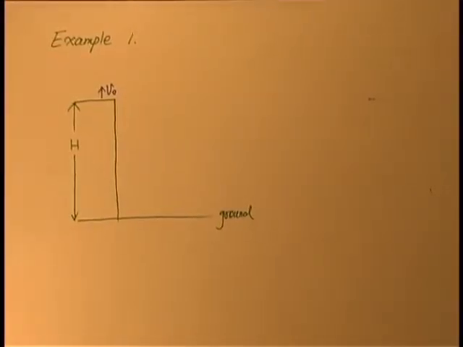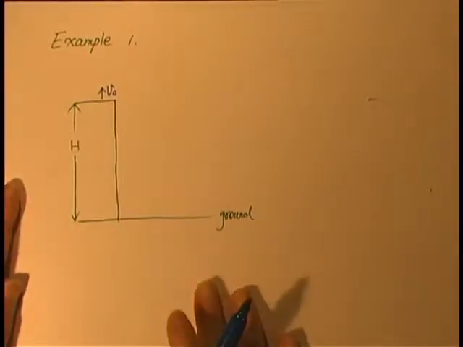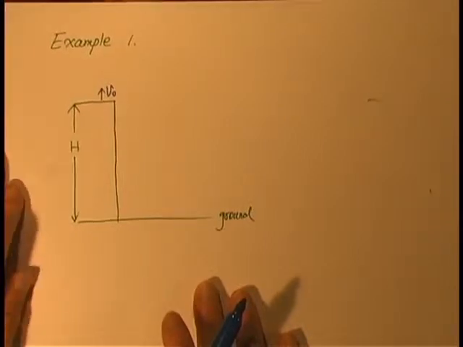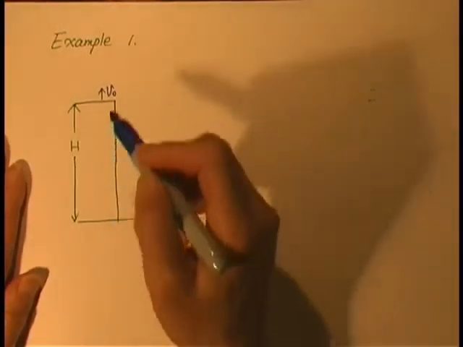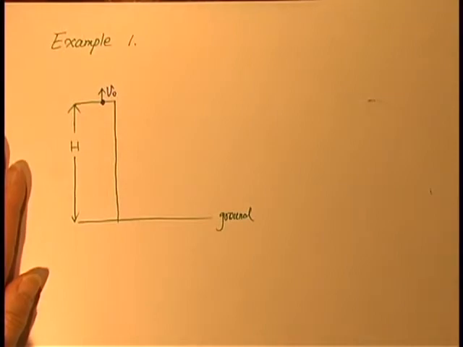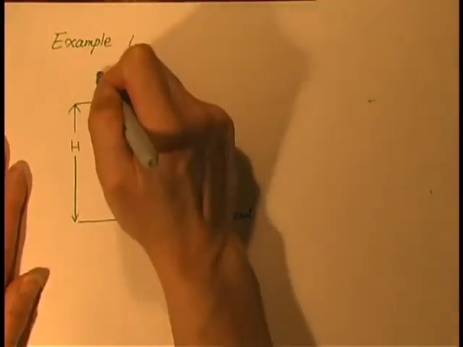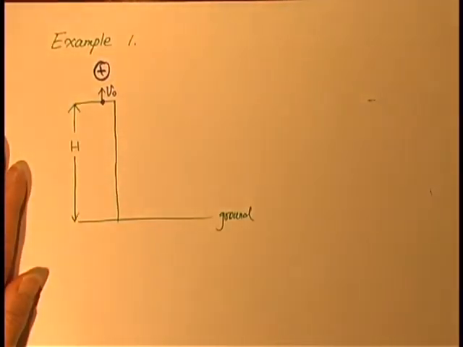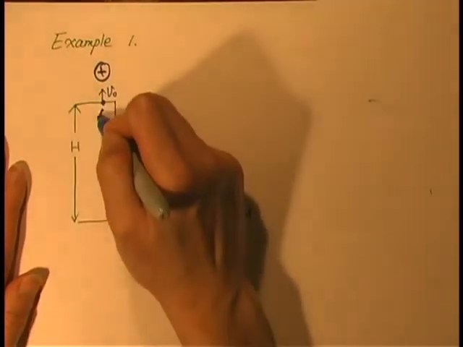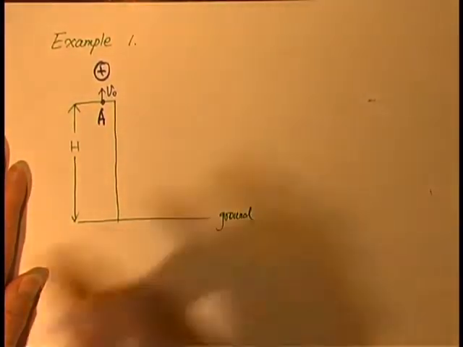Okay, let's practice solving problems with those motion equations in the y direction. Example 1. We toss something up with V initial. Let's say up is positive. The initial location, let's call it point A, is h meters above the ground.